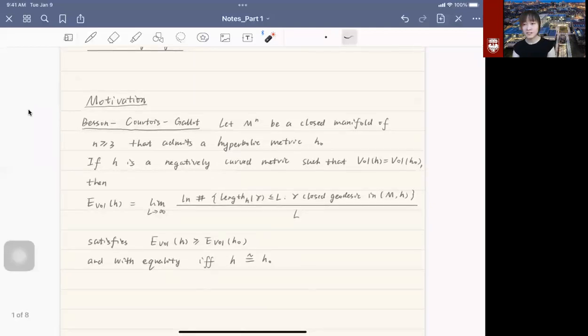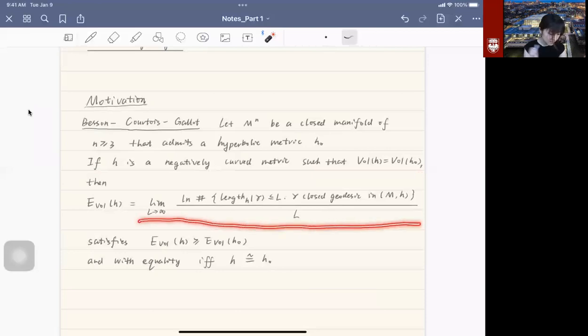Here, I want to mention a classical result given by Besson, Courtois, and Gallot that if we have a closed hyperbolic manifold of dimension greater than or equal to 3, and suppose we have another metric h which has negative sectional curvature and it has the same volume as in the hyperbolic case. Then if we consider the volume entropy with respect to h, it can be computed by this equality.